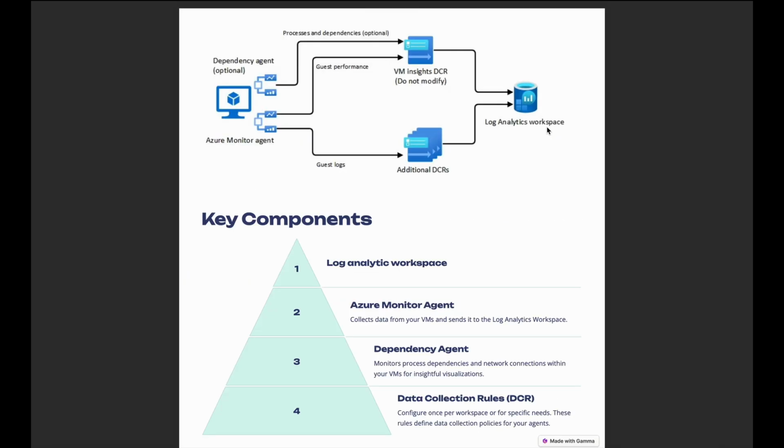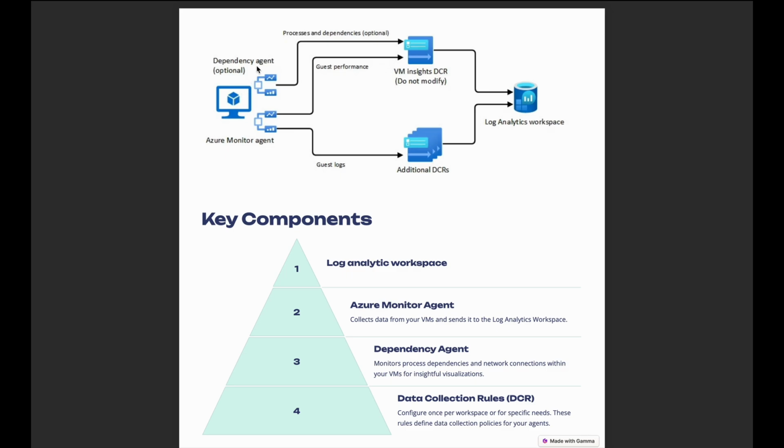Next, we have the key components involved while we are setting up VM Insights. We have the Log Analytics workspace, then we have the Azure Monitor agent which gets installed on the VM, and if we also need the dependency agent feature available in VM Insights, we need to install that as well, and a data collection rule which gets associated with the VM and sends the data to the workspace. So in the diagram you can see we have the Azure Monitor agent running inside the VM and the dependency agent which is optional.